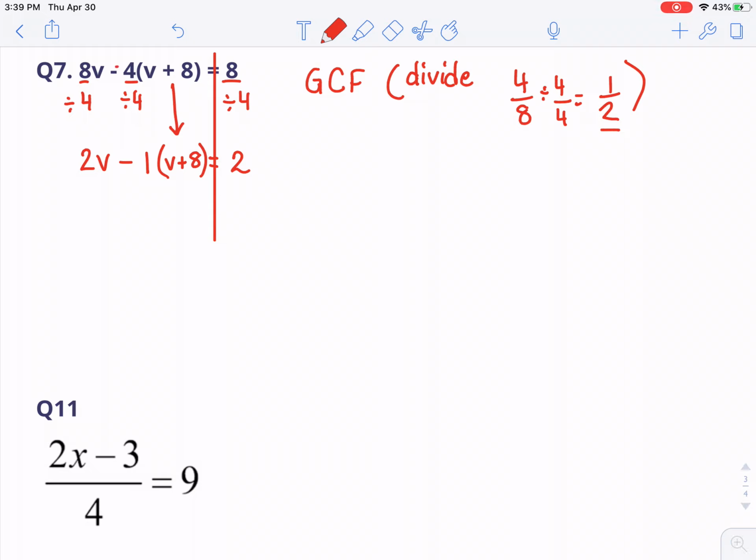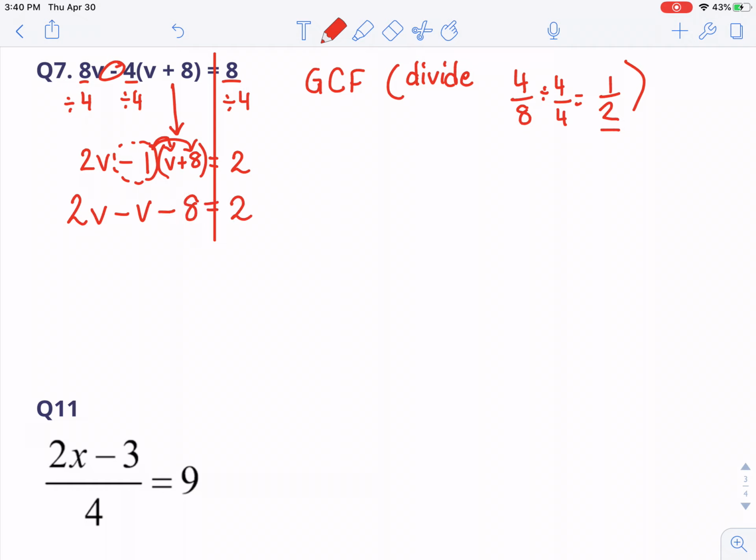Make sure you don't forget about this subtraction sign. It's very easy to forget about it and put +1 and then forget about your parentheses, but don't do that because it will get the wrong answer for you. So we have to distribute this -1 to each of these, which basically just means we're distributing the negative. So it's 2v minus b minus 8 equals 2.